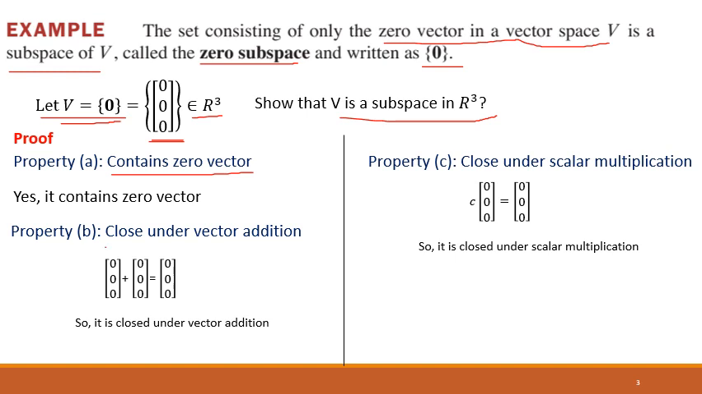Property B, closed under addition. When we add two zero vectors, the resultant will also be a zero vector. So it is closed under vector addition. And the last property is it should be closed under scalar multiplication. When we multiply a zero vector with a scalar c, the resultant would be a zero vector. So it is closed under scalar multiplication.